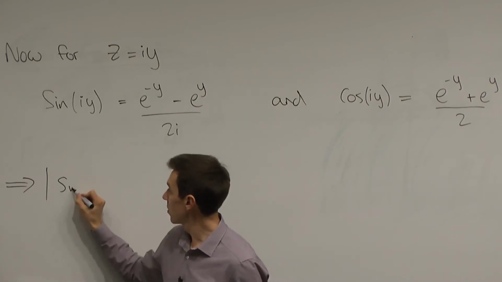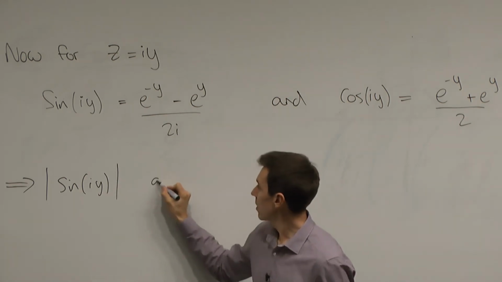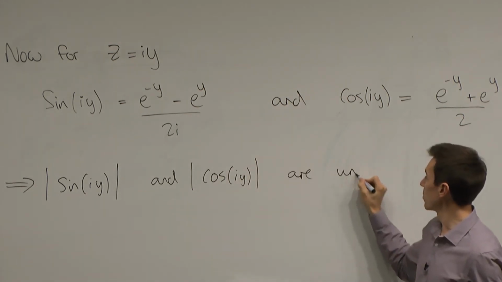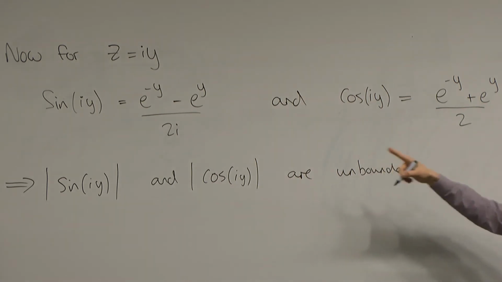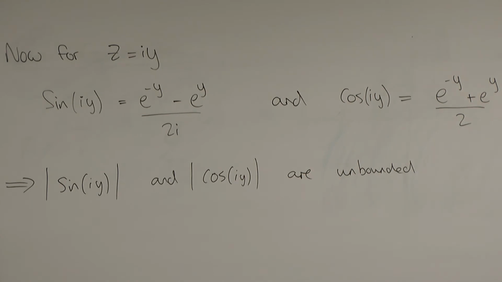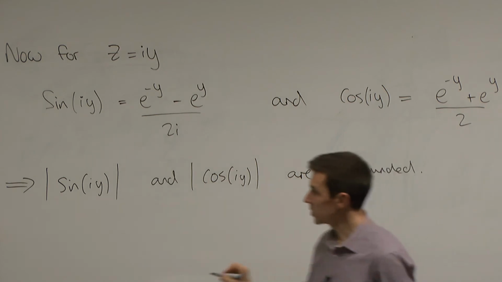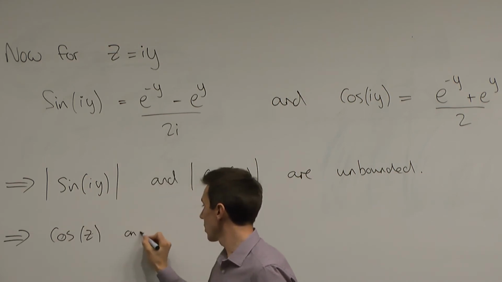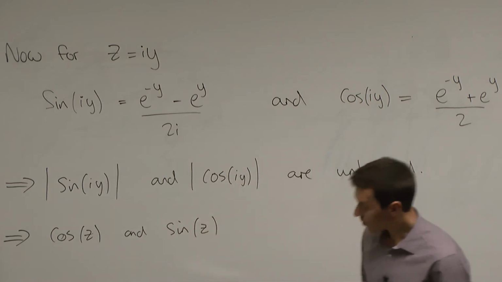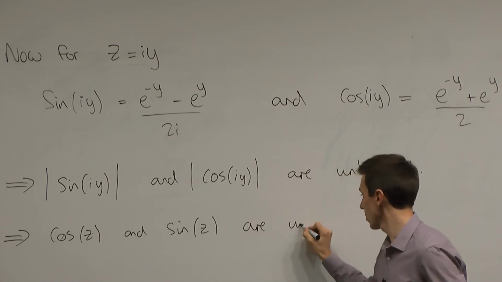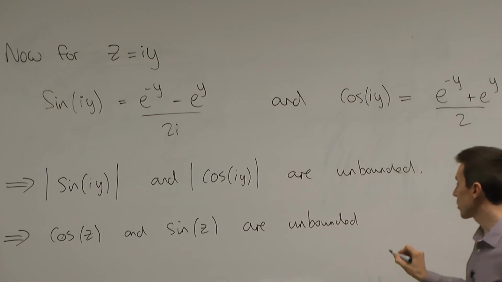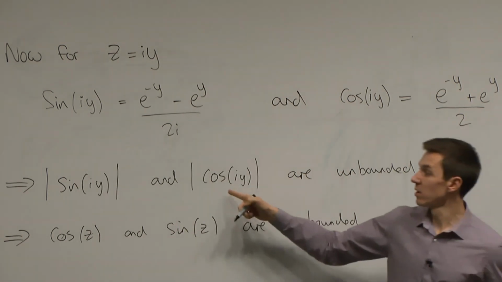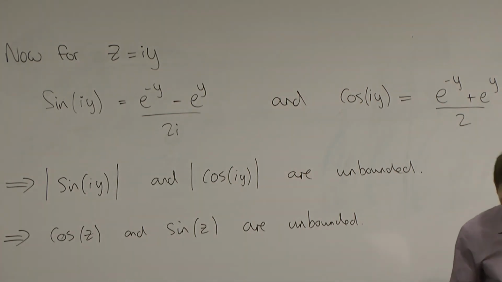Well, this implies that the modulus of sine iy and the modulus of cos iy are unbounded. If you look at the modulus of each of these expressions, you will see that they're unbounded, okay? This implies that cos and sine, in terms of complex numbers, are unbounded. If you think of the way we consider boundedness in the complex numbers, what we do is basically look at the modulus. Yeah, we did this earlier in the course. Okay.